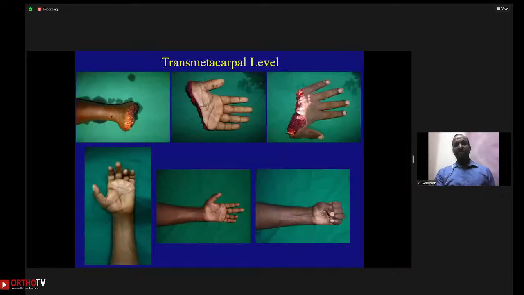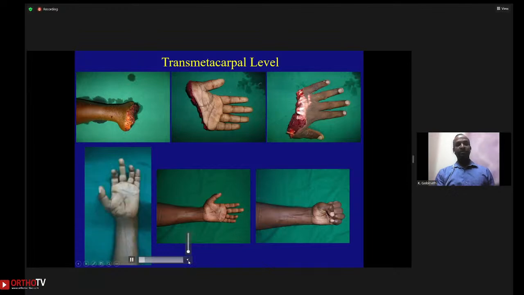And this is a transmetacarpal replantation which needs a secondary reconstruction for the lumbricals. They had a good range of motion of all fingers. They are able to make a full fist and extend fully. Even the thumb can be opposed, even though it was injured.